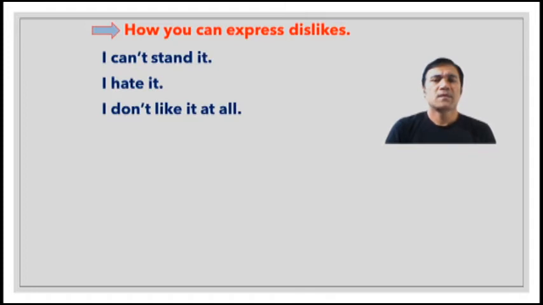Okay? Then you can change the subject here. He can't stand it. He hates it. He doesn't like it at all. We can't stand it. We hate it. We don't like it at all. They can't stand it. They hate it. They don't like it at all. So in this way, you change the subject and then you make a lot of sentences.